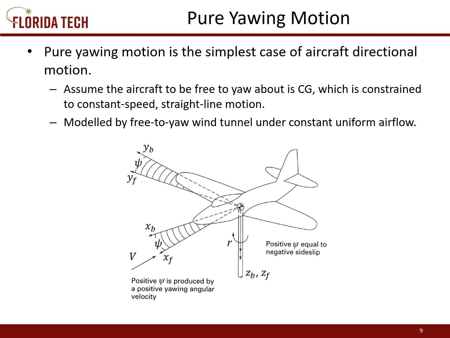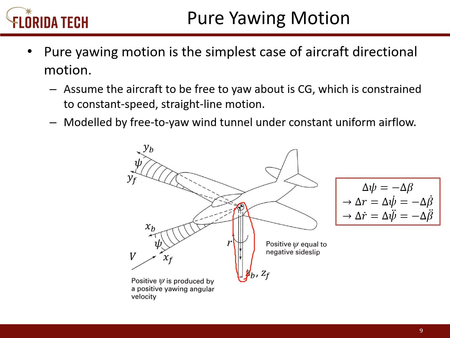Now we'll move on to the second lateral directional mode, and that's our spiral mode or yawing motion. Pure yawing motion is the simplest case of directional motion. We can assume the aircraft is free to yaw about its center of gravity, in a wind tunnel, if we make our axis of rotation right there.